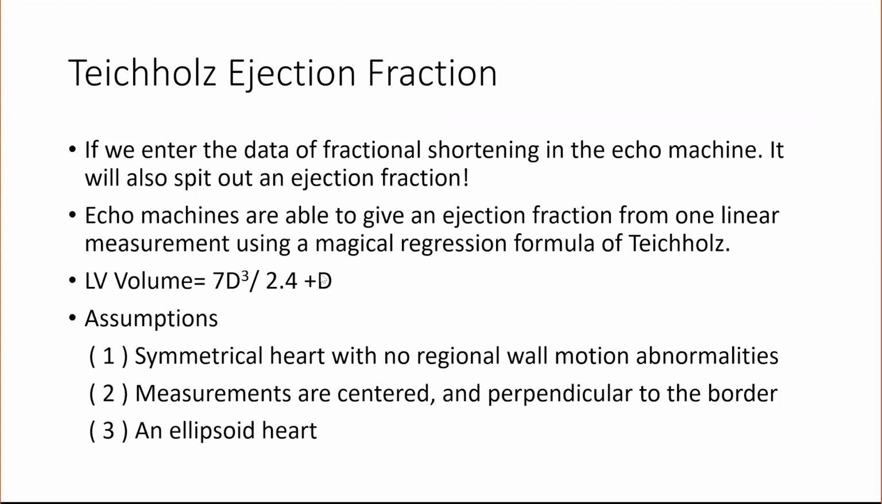It is less reliable, of course, because there are a lot of assumptions going on here. It's a symmetrical heart with no regional wall motion abnormalities. Measurements are centered and perpendicular to the border, and it's an ellipsoid heart. So take it with a grain of salt, but it's there if you can't do the ejection fraction by Simpson's method for any reason.